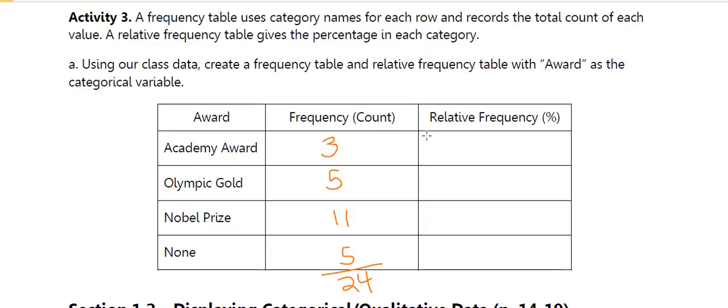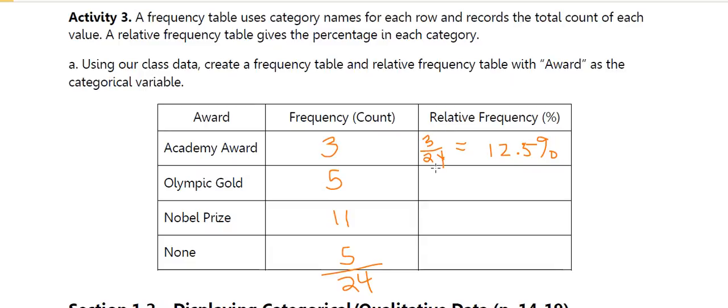And then to do our relative frequencies, we're going to take the part out of the whole. So 3 out of 24, and it comes out to 12.5%. On your calculator you would get 0.125. Move the decimal over 2 places, so 12.5%.